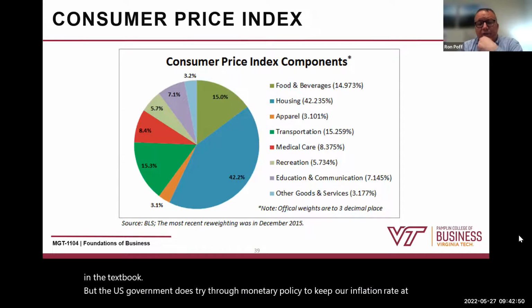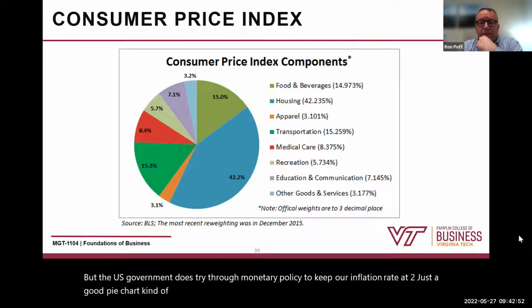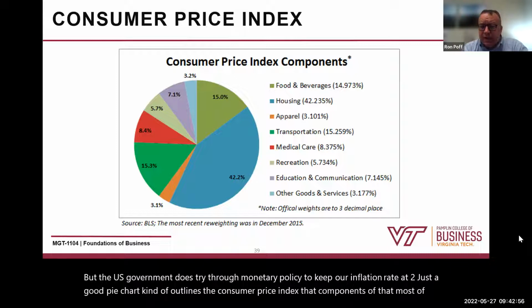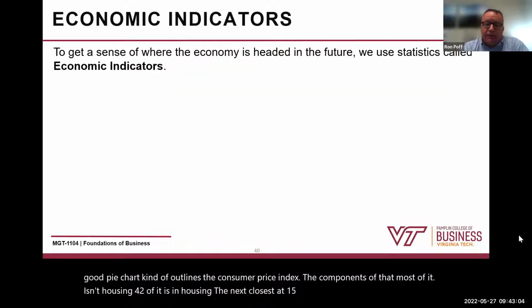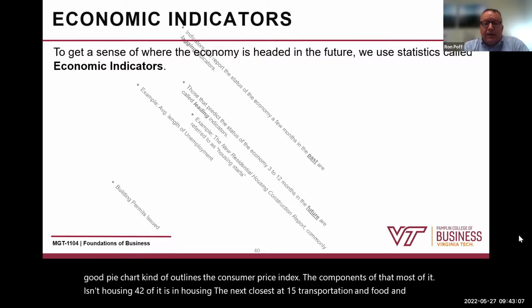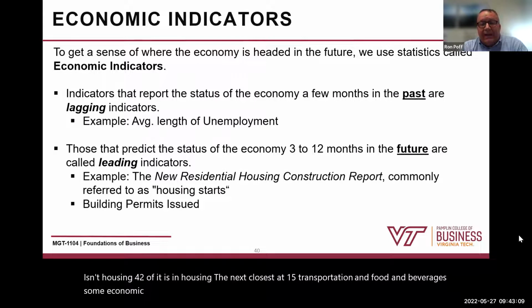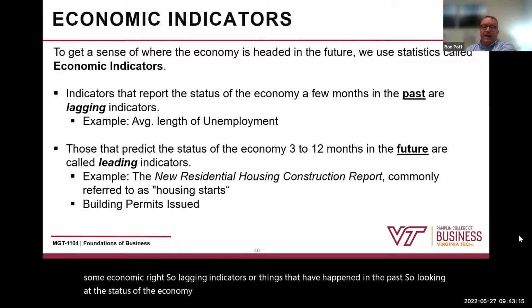Just a good pie chart kind of outlines the consumer price index, the components of that. Most of it is in housing. 42% of it is in housing. The next closest at 15% is transportation and food and beverages. Some economic indicators, right? So lagging indicators are things that have happened in the past. So looking at the status of the economy a few months in the past, like average length of unemployment.